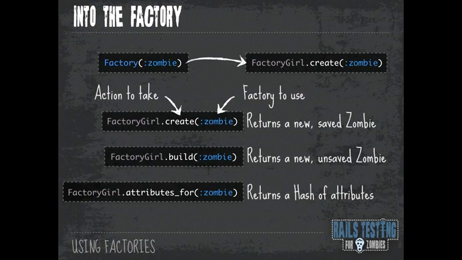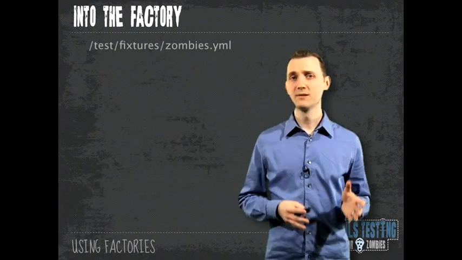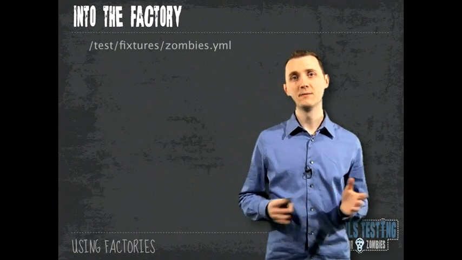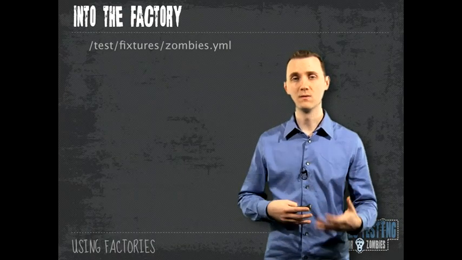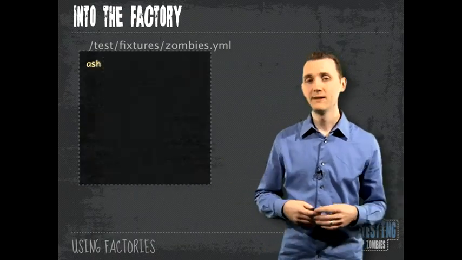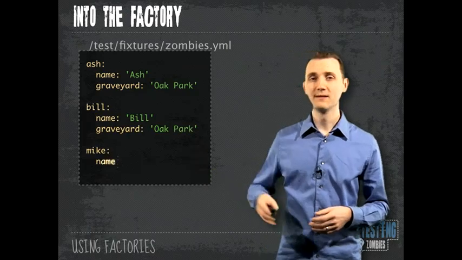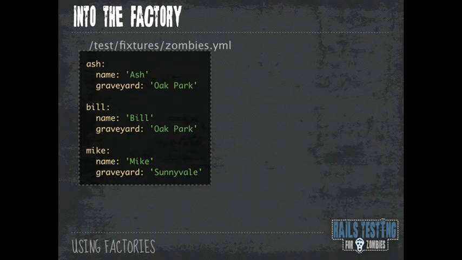Let's look back at fixtures real quick just to compare again some of the differences as these things start to grow. So over here you see a fixture file with zombies in it. In this case I've got 3 zombies. I've got Ash in Oak Park, Bill in Oak Park, and Mike in Sunnyvale. Right? How could we do this as a factory?